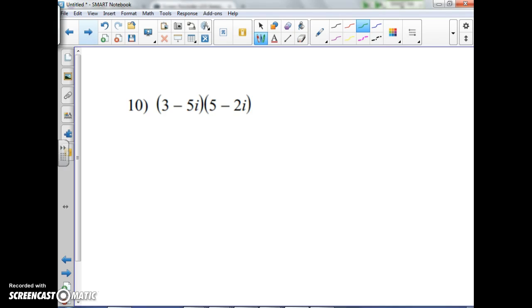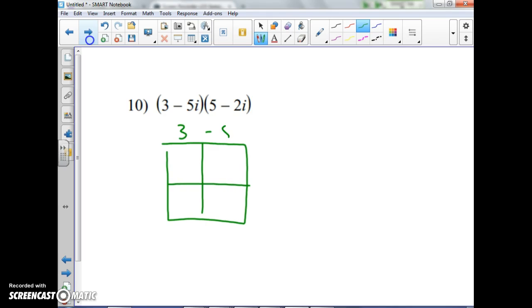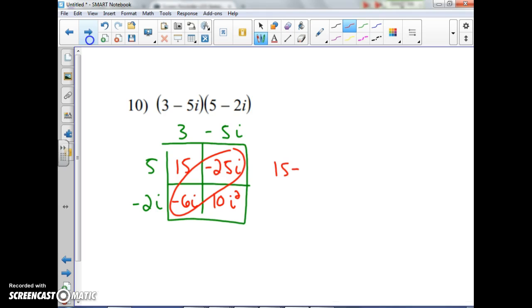So let's look at this one. Same idea. Make a box, multiplying these two together. I have 3 minus 5i on the top, 5 minus 2i on the side. 5 times 3 is 15. 5 times negative 5 is negative 25i. Negative 2i times 3 is negative 6i. Negative 2i times negative 5i is positive 10i squared. These two terms are like each other, so I got 15 minus 31i plus 10i squared.